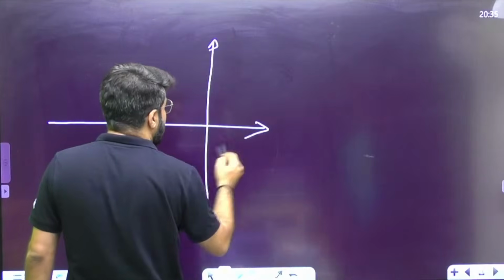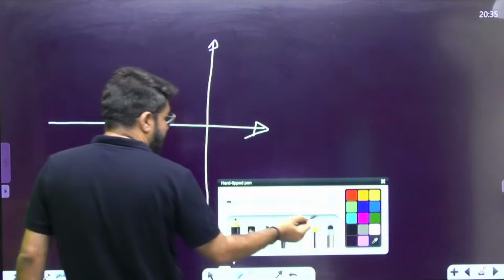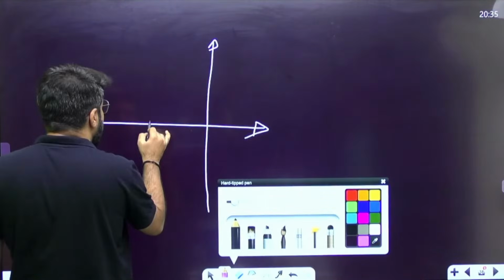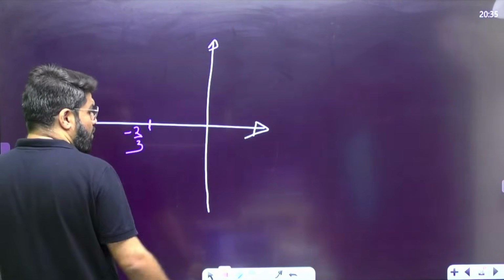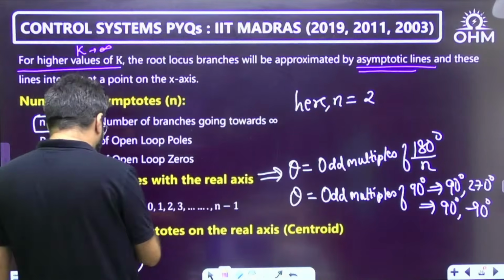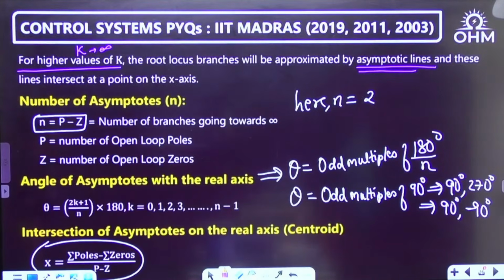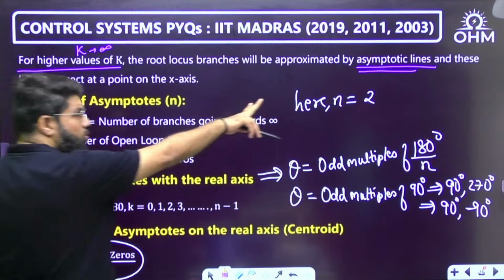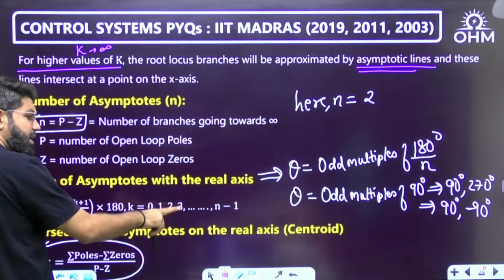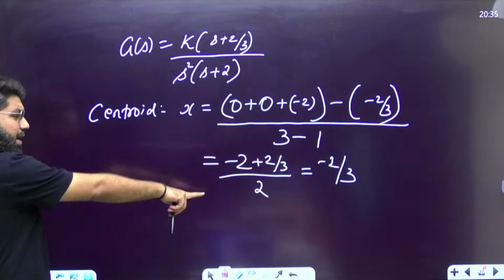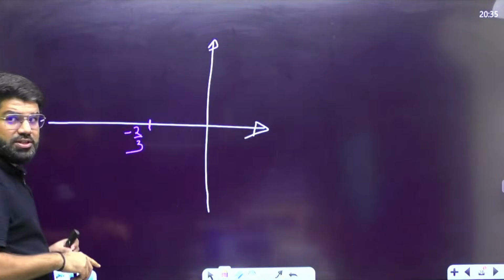Centroid also is at minus 2 by 3. Now if I mark the centroid here, what is the angle of asymptotes? Centroid is the intersection of asymptotes on the real axis. There are two asymptotes at 90 and 270 degree angle, intersecting on the real axis at minus 2 by 3. This is minus 2 by 3.